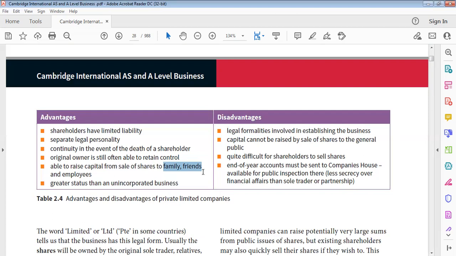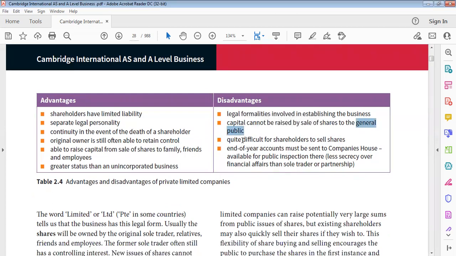Not much. But a public limited company can sell to millions of people throughout the world, right? So within a second, they can get millions of dollars, not thousands, millions of dollars, because they have access, they can sell to the general public. That is one of their big advantages.